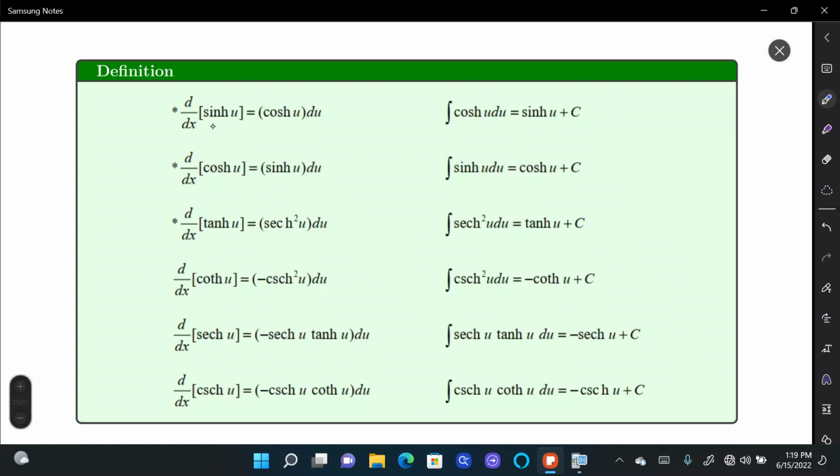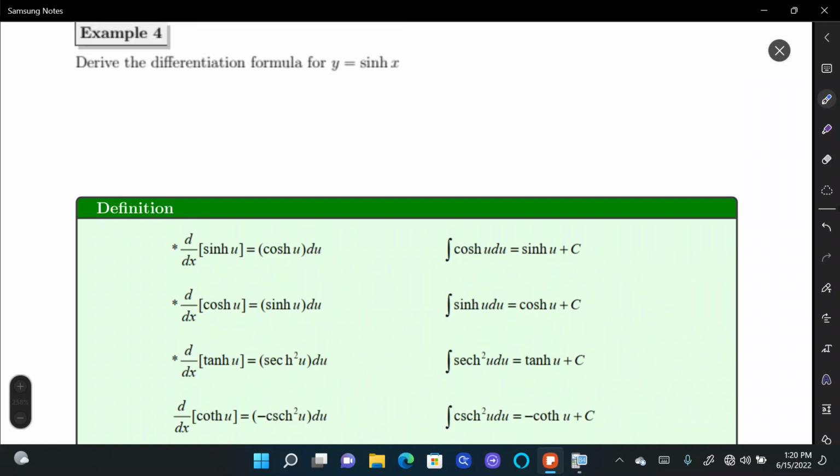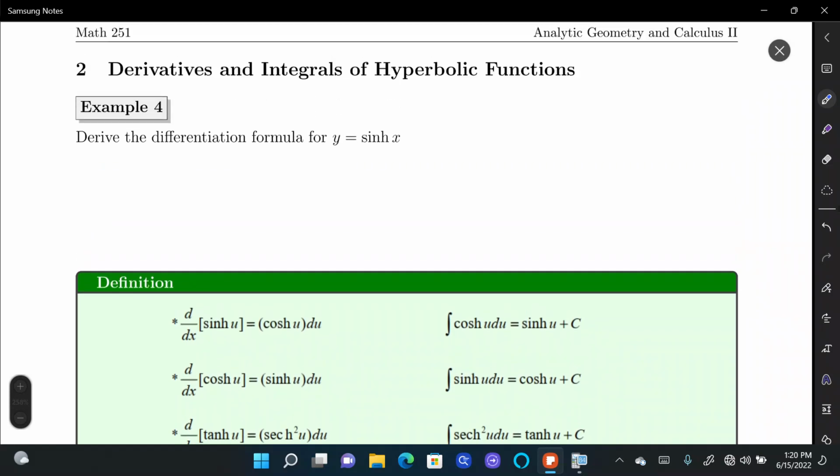Of course, let's derive the formula for the derivative of sinh. We can always use the definition of sinh in terms of exponentials. So, what's the definition of sinh? Anyone remember? E to the x minus e to the negative x, over 2.